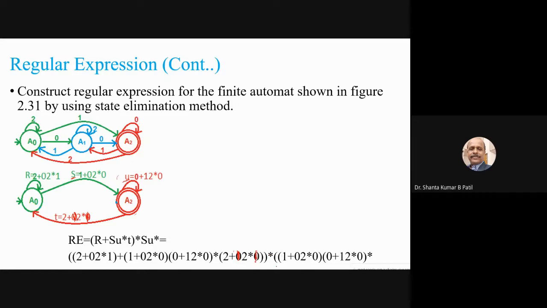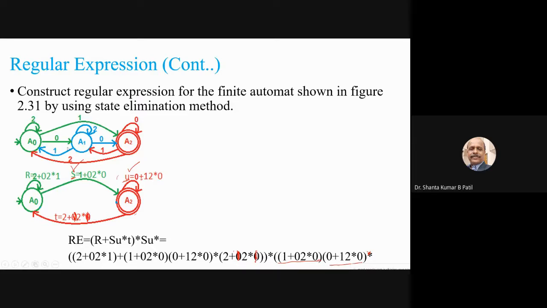Then S U star. So this is S, and S is already there. The value of S is 1 plus 0, 2 star 0. Like that, you can substitute U star. U is equal to 0 plus 1, 2 star 0, whole star. So this is the regular expression of the given finite automata.